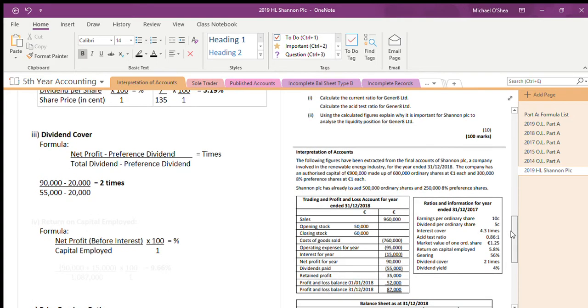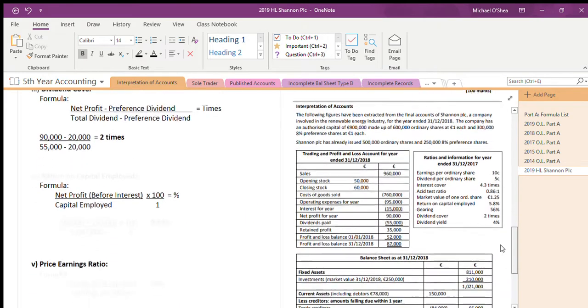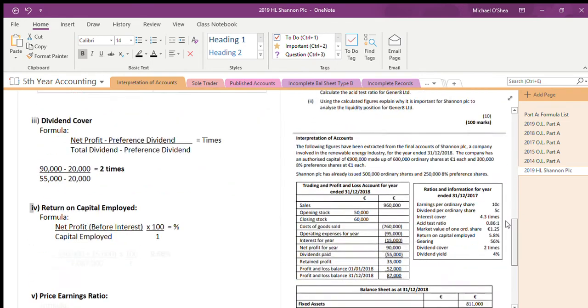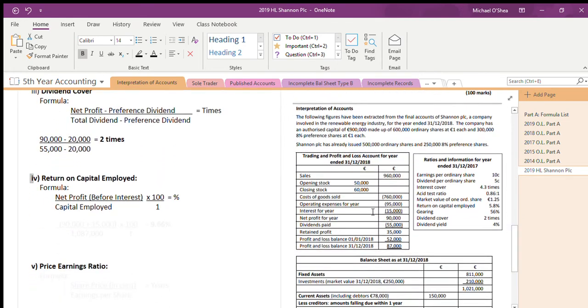So net profit before interest. In terms of the one that we're focusing on, my net profit before interest. So net profit up here, I've copied the question here again, so I can look at it here. Same question as above. Net profit is 90,000. How did I get my net profit? Well, to get my net profit, I had all these figures, and I added and I took away the next figure. I worked my way down.